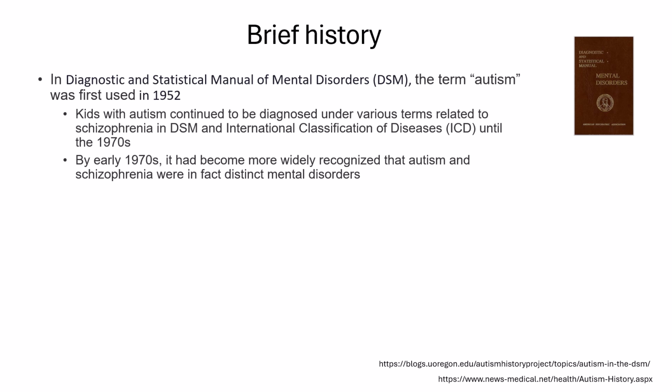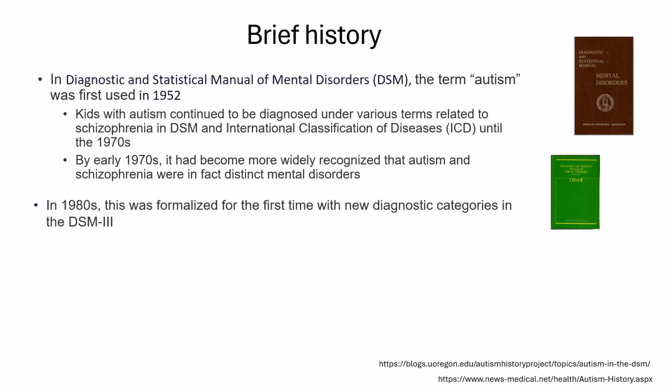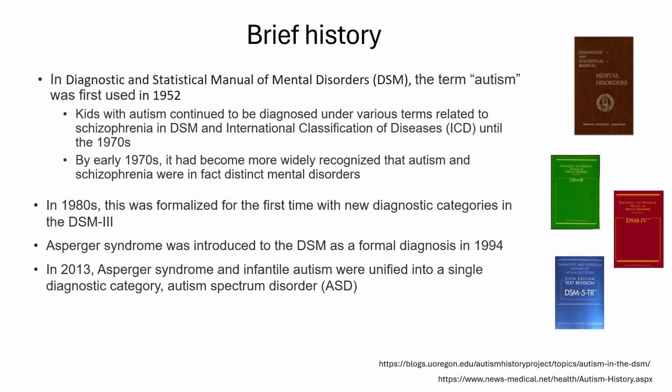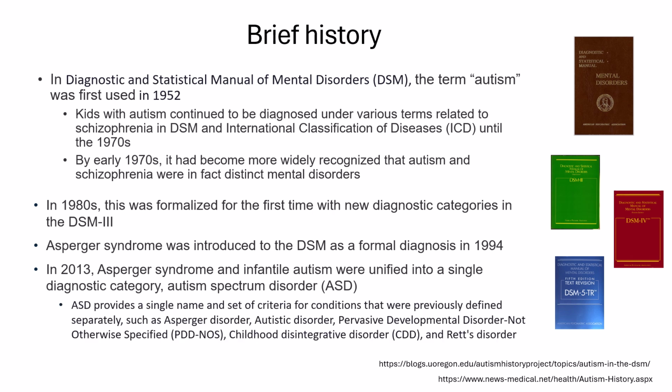By the early 1970s, it had become widely recognized that autism and schizophrenia are actually distinct mental disorders. And this was formalized in DSM-3 in 1980 for the first time. This is when we got a new diagnostic category. Asperger's syndrome was introduced in the DSM as a formal diagnosis in 1994, so this is actually relatively recent. In 2013, Asperger's syndrome and infantile autism were then unified into a single diagnostic category, ASD, Autism Spectrum Disorder. That is what we use right now.